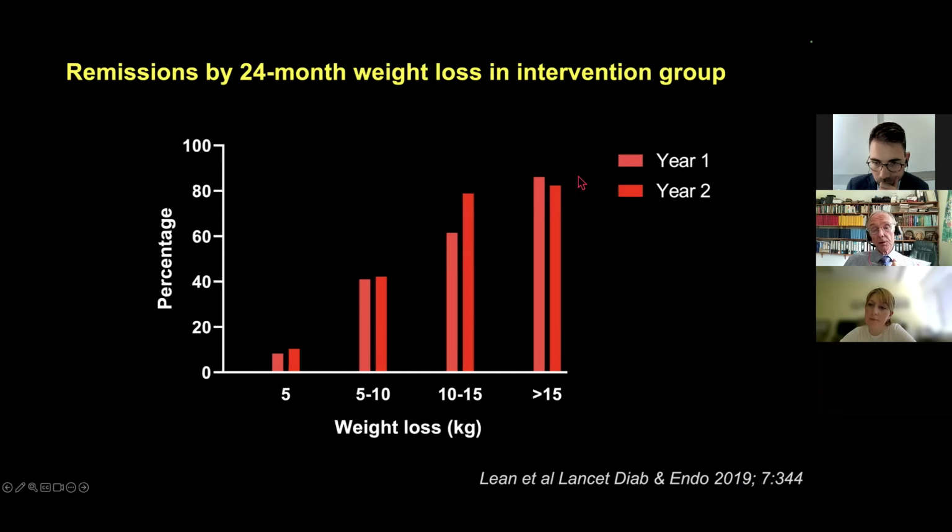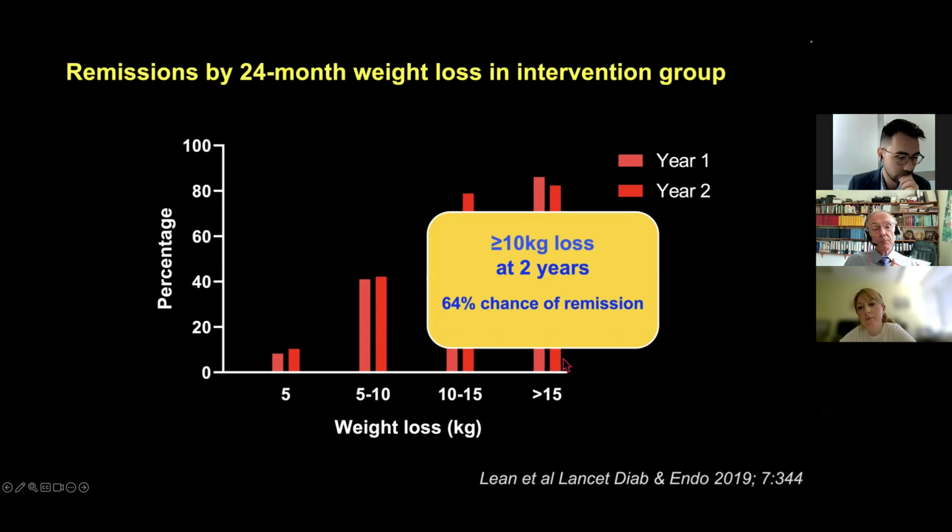But what actually happened depended on the weight loss. So not much weight loss, not much remission, either at year 1 or year 2. And you can see if people lost the target weight of 15 kilograms or greater, there was a very good chance of remission at 1 and 2 years.